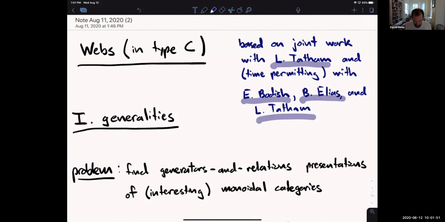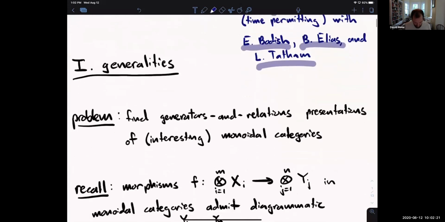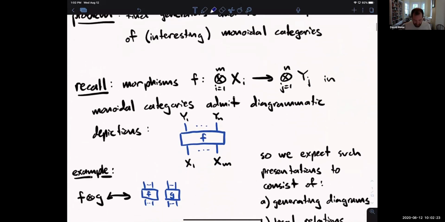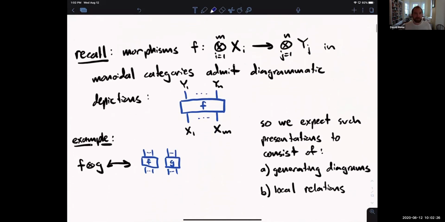Okay, so maybe first some generalities. So here's a very general problem you can state: can you find a generators and relations presentation of an interesting monoidal category? I mean, you can say this problem more generally even as find a generators and relations presentation of something you find interesting, but this will be this particular version of the problem considered today. And so maybe the first thing to think about is what should such a presentation look like?